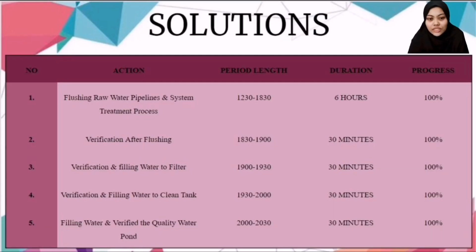Next is the solution. The Semenyih River Water Treatment Plant at Ais Selangor took action. First, they flushed the raw water pipelines and treatment process system for 6 hours, starting from 12:30 p.m. until 6:30, and the progress is 100%. Secondly, they verify the water after flushing for 30 minutes. Then they verify the filling of water into the filter for 30 minutes also.